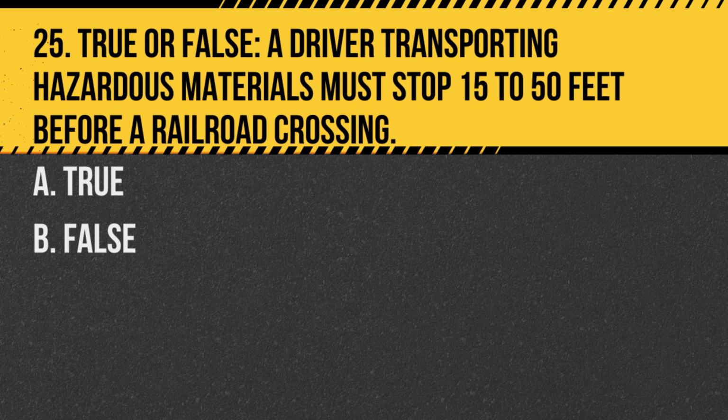Question 25. True or false? A driver transporting hazardous materials must stop 15 to 50 feet before a railroad crossing. A. True. B. False. Answer: A. True. This is a safety precaution to ensure no collisions with trains.